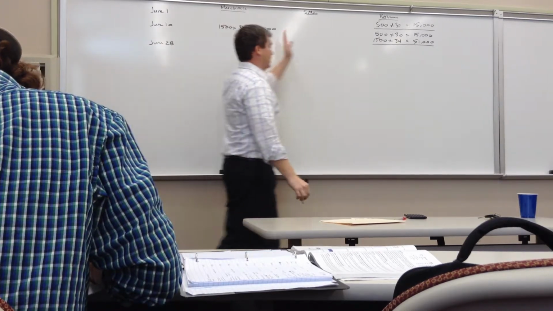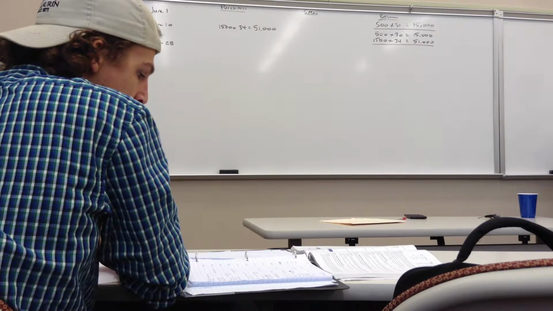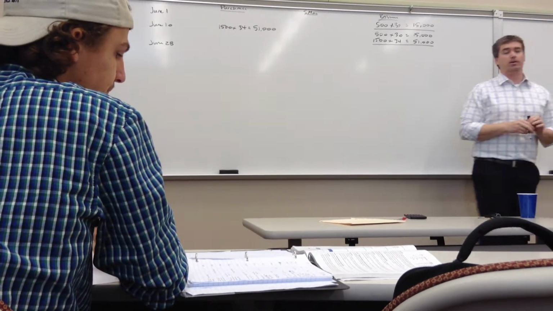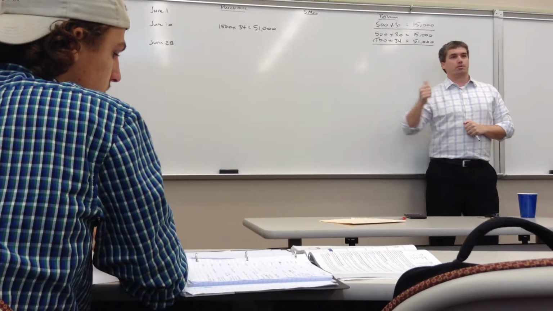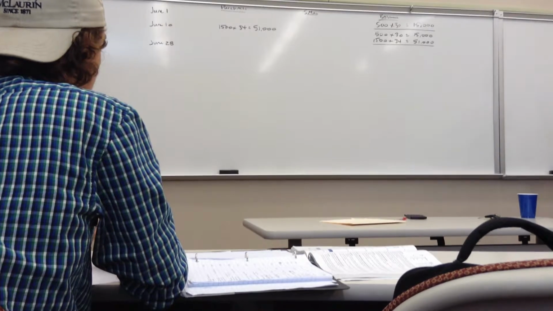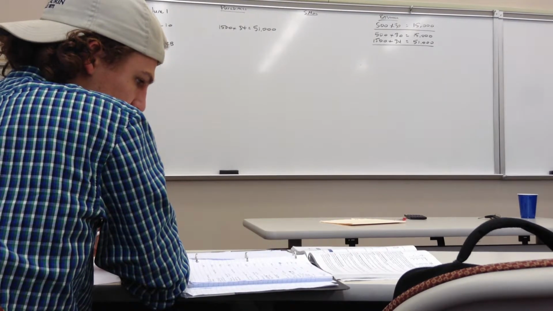June 28th, we have a sale. We don't do anything in the purchases column. We go straight to the sales. Here's what we sold: 750 items at $50. Okay, so remember what I'm doing here. I'm concerned with inventory records. So I'm selling to this group over here. They're buying 750 items at $50.